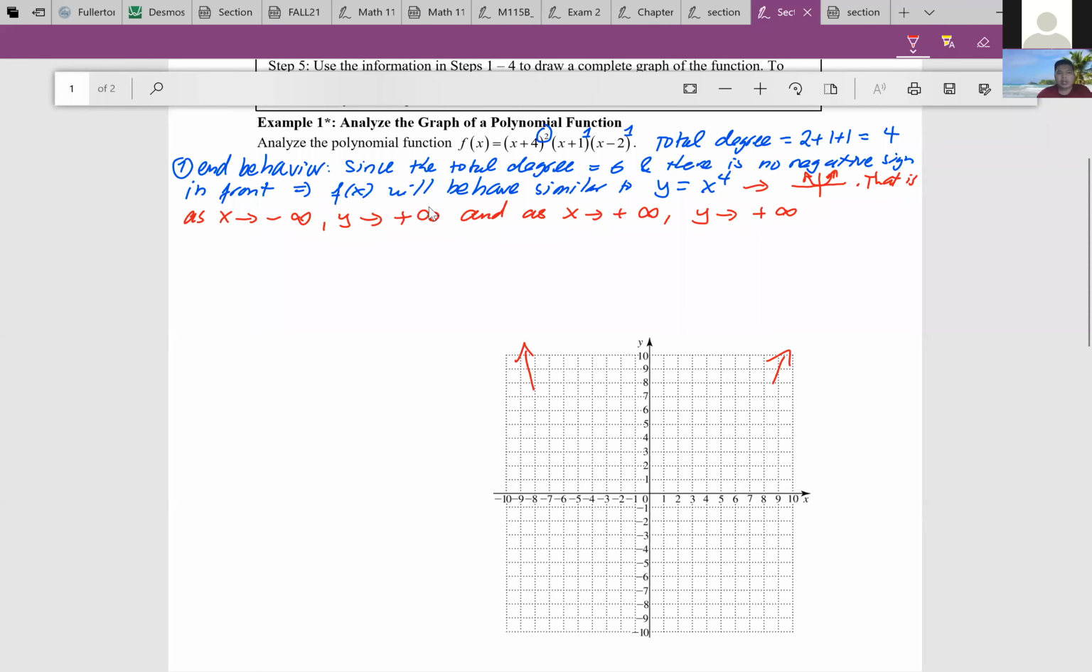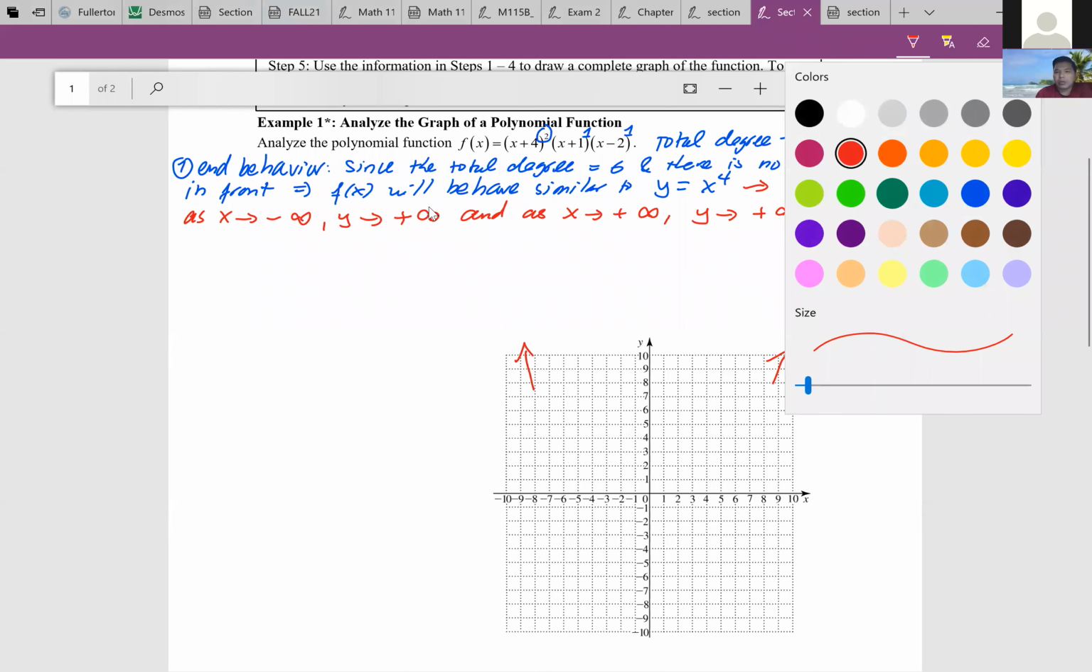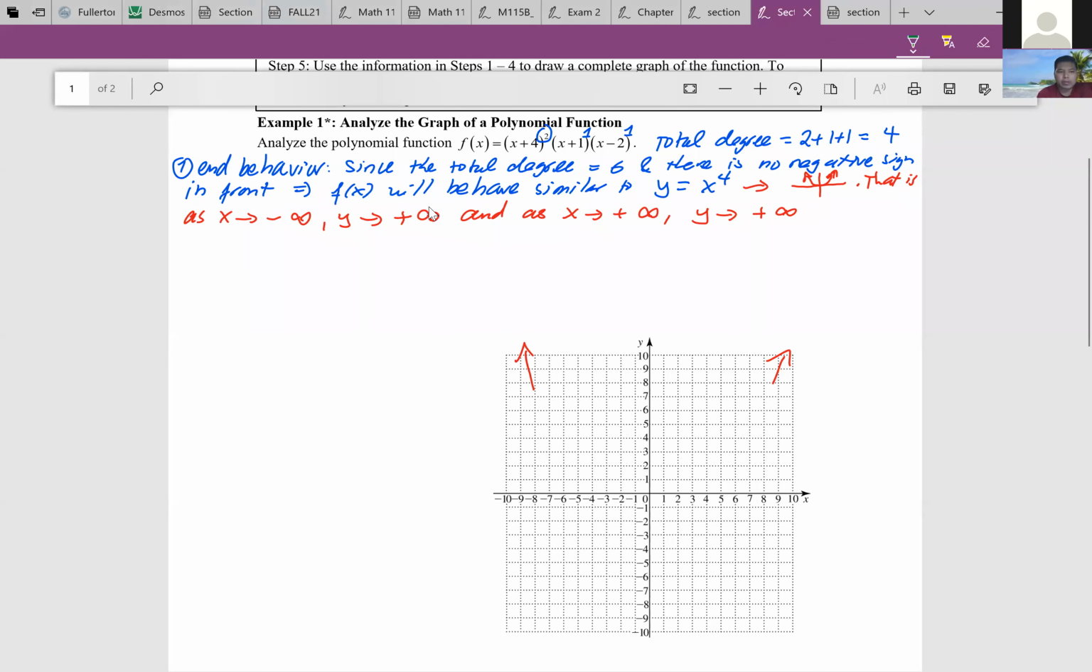And then let's look at step number 2, which is to find the y-intercept. Number 2, the y-intercept. Oh, the power of 4, thank you.